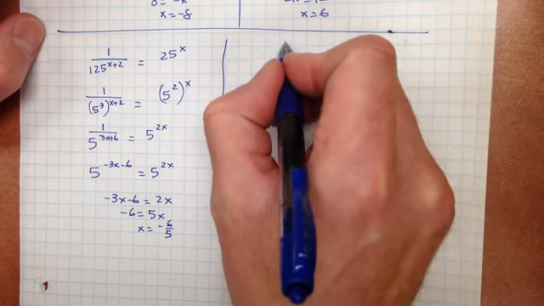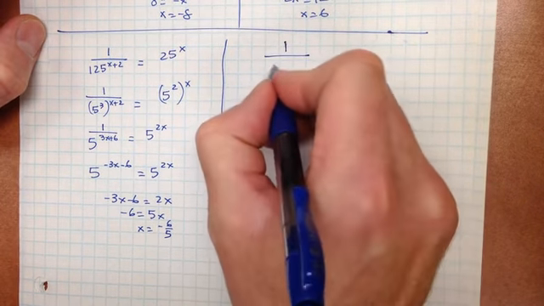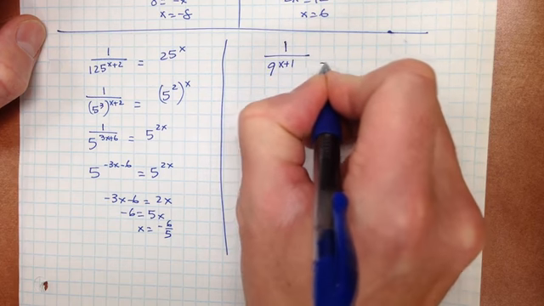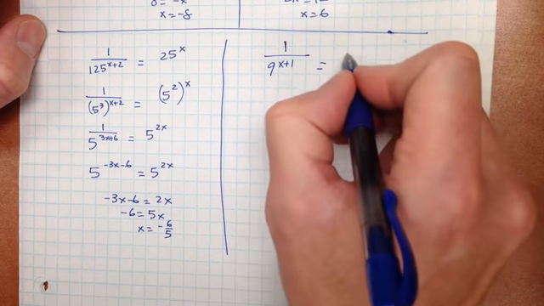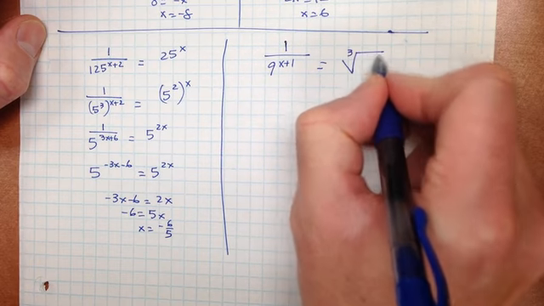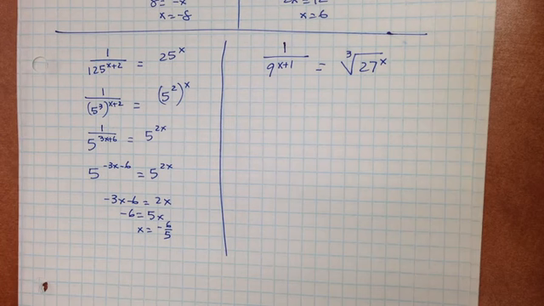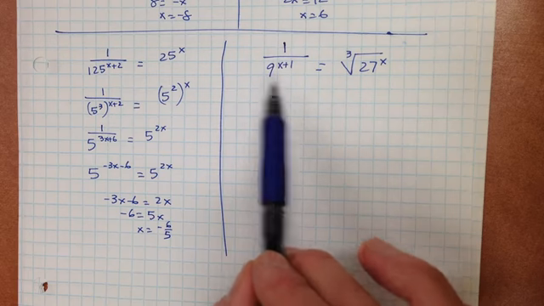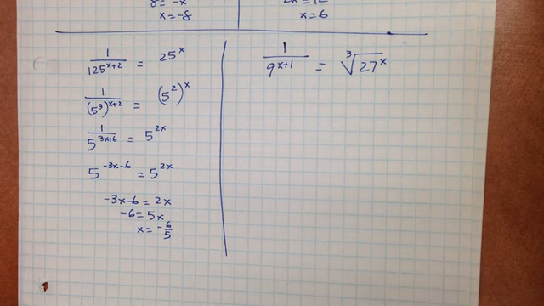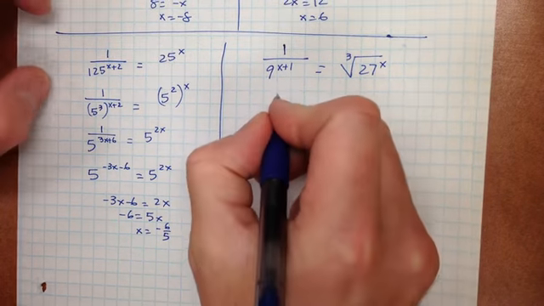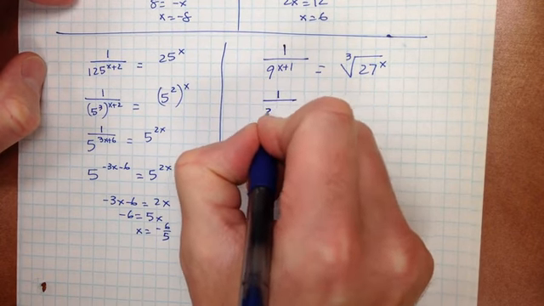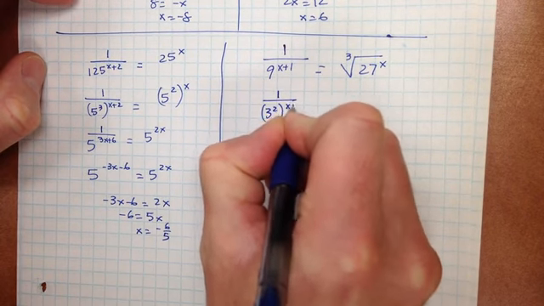Learning my lesson. 1 over 9 to the x plus 1 equals the cubed root of 27 to the x. Interesting. I'm seeing a root. Hopefully you are remembering that a root is really just a fractional exponent. So let's start simplifying. I see 9 and I see 27. I'm thinking base of 3 here. Base of 3. So 1 over 3 squared, x plus 1.